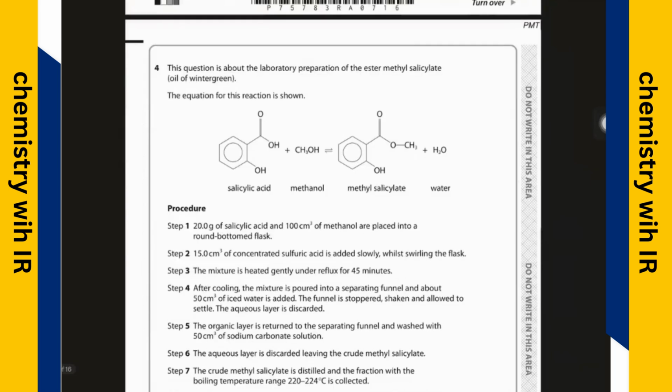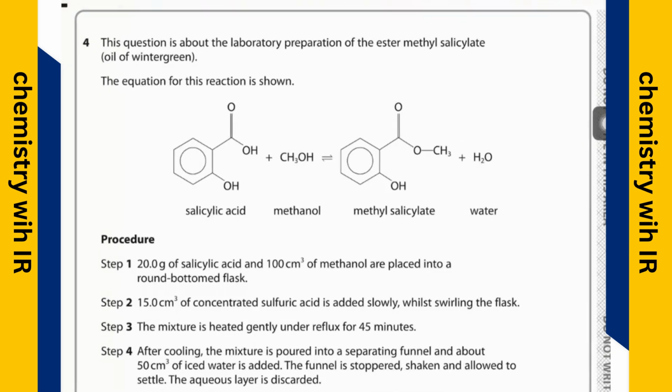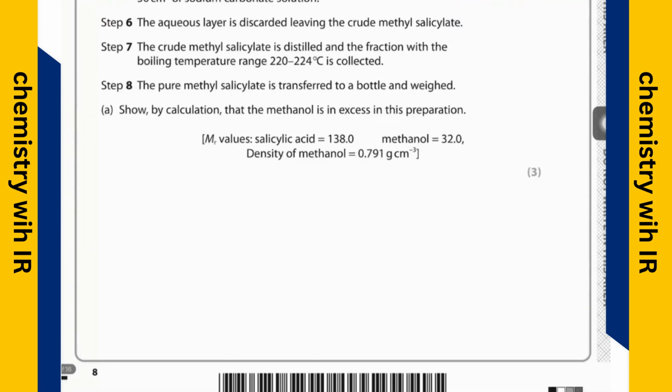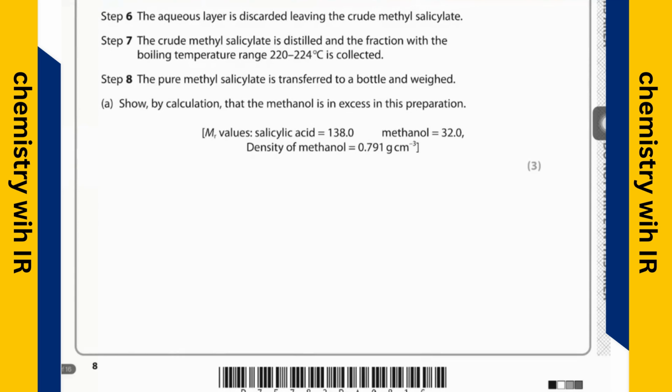Now this one. Question number 4 says this question is about the laboratory preparation of the ester methyl salicylate oil. Show by calculation that the methanol is in excess in this preparation. Excess reactant and limiting reactant: the limiting reactant is the one which is consumed first, and the excess reactant is the one which is not consumed. It would be left behind after the end of the reaction.